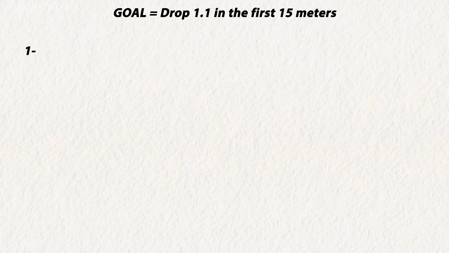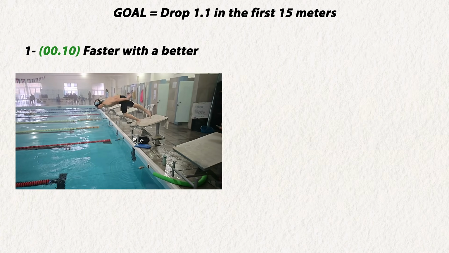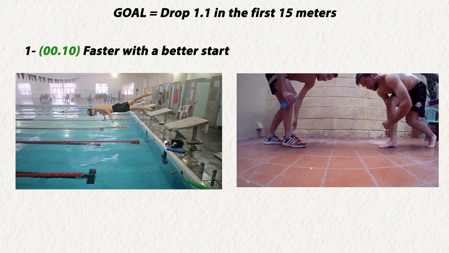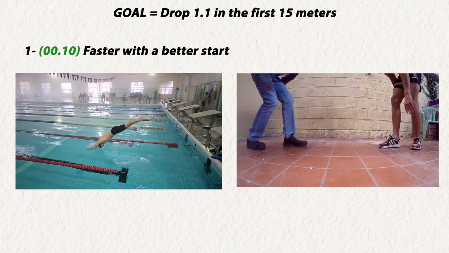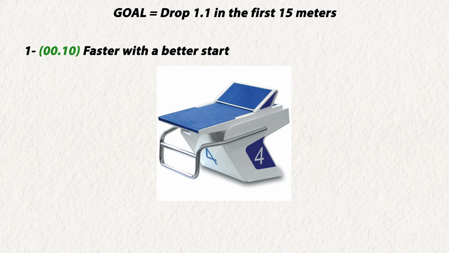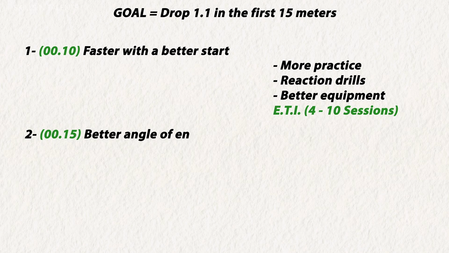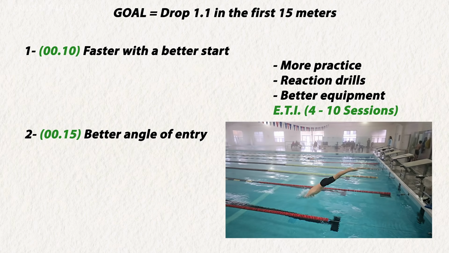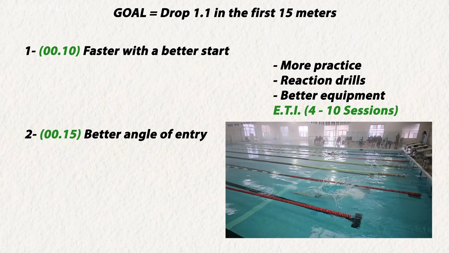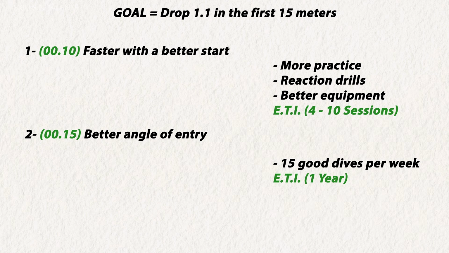One, we could take off 0.1 of a second from the start. This will take more practice with the blocks, more reaction drills, and we might need to buy a better starting block. But we can fix this in 4 sessions. Two, we can shave off 0.15 with a better angle of entry. This is also fixed by doing at least 15 good dives every week. This will take about a year.